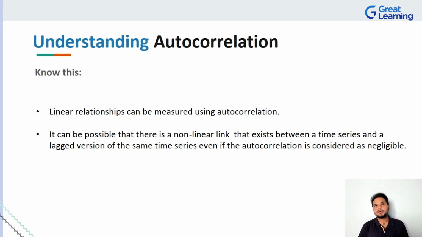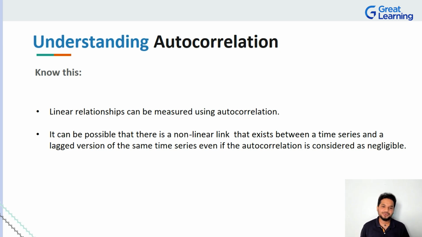Now, autocorrelation is really popular in today's world because we have the capability to plot and determine a linear relationship that exists between these variables. This is possible only because there is a link that exists between a time series and a lagged version of the same time series at hand. Now, this is where it gets interesting. This is the case even though you might say autocorrelation is negligible. Even if autocorrelation is negligible, there is that non-linear link that exists between the time series we have right now and a lagged version of the time series.